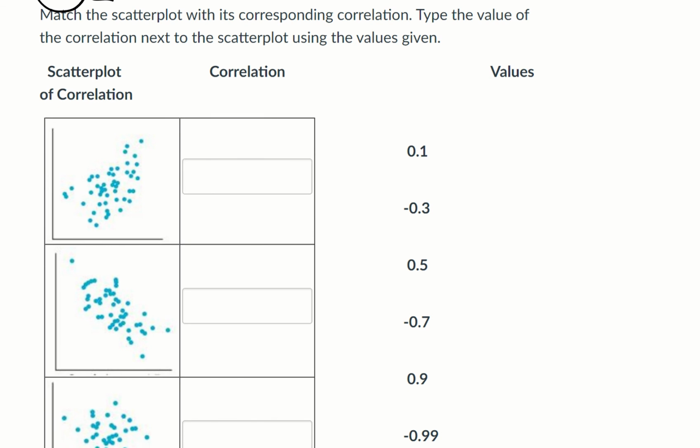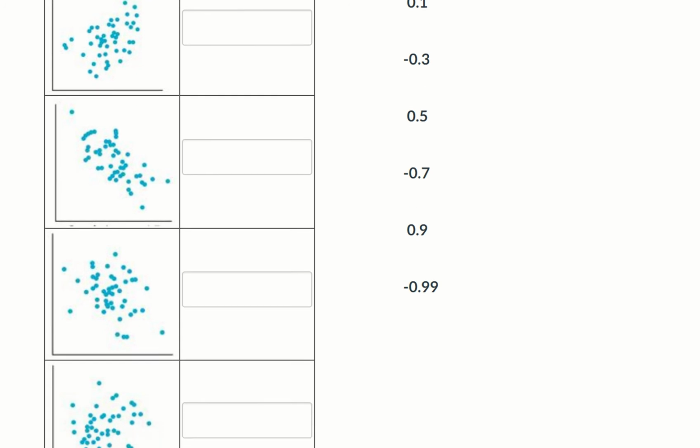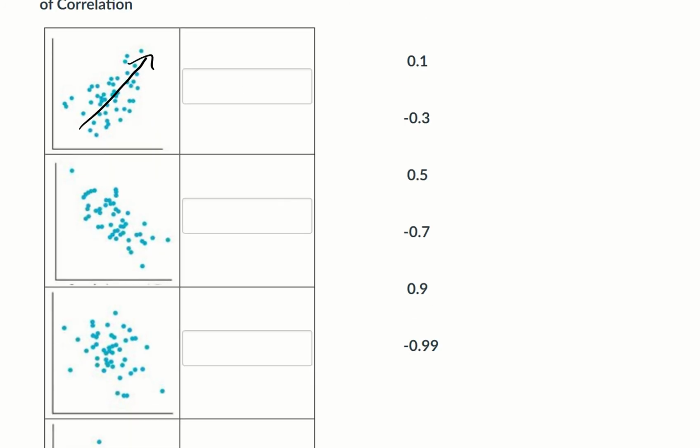All right, so match the scatter plot with its corresponding correlation. Type the value of the correlation next to the scatter plot using the values given. I'm just going to match it. I won't type it in. I'll just match it. Okay, so if you look at this scatter plot, it looks positive for sure.